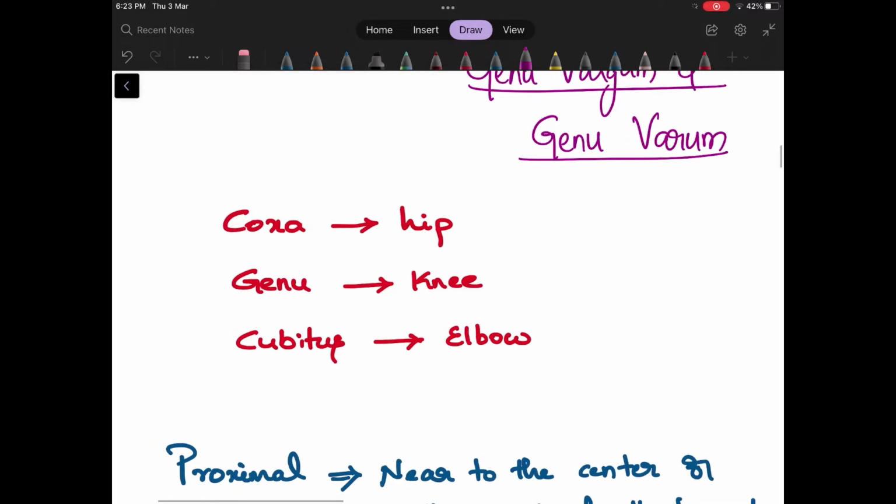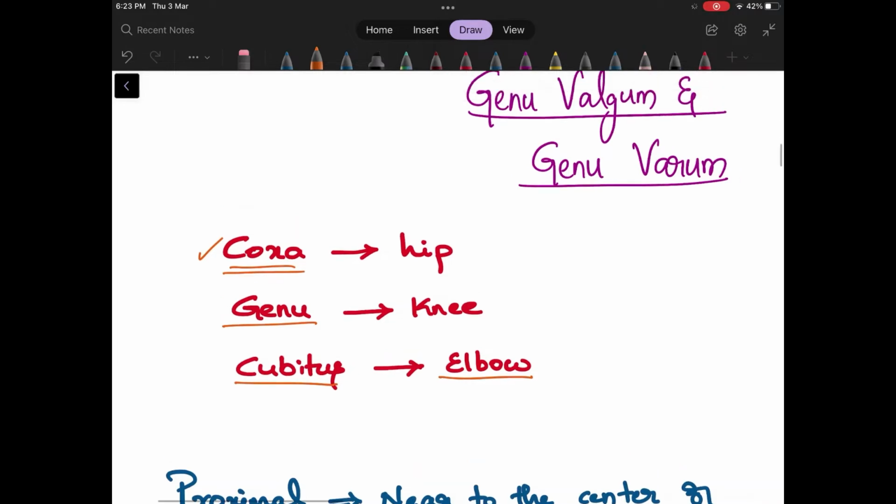One is the other terminology for our joints, like knee joint, hip joint or elbow joint. In our books, if it is given coxa, it means hip. If it is given genu, it is knee. If it is given cubitus, it means elbow. So these are the other words we use while we are reading.